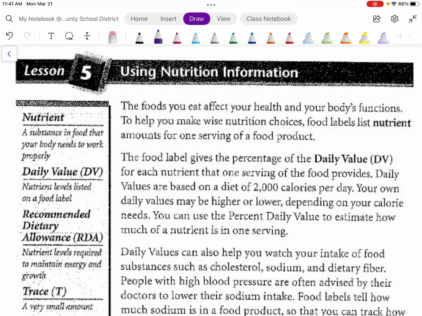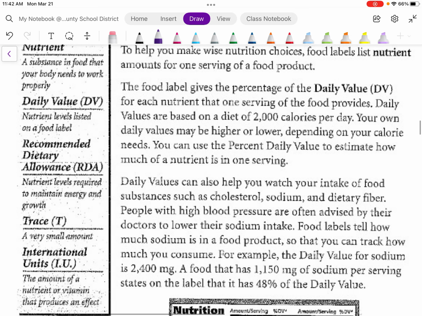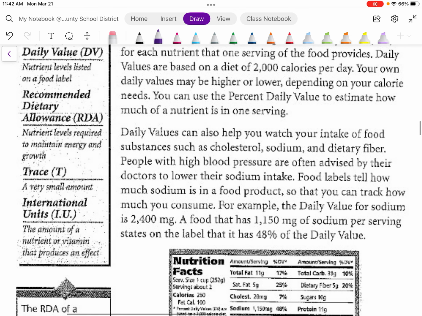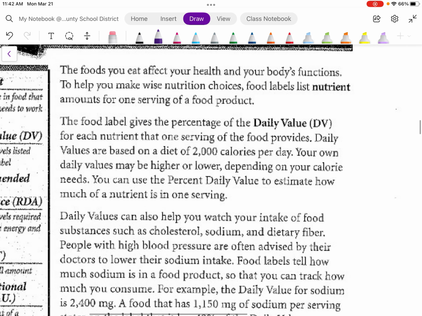First, we have nutrient, which is a substance in food that your body needs to work properly. Daily value is the nutrient levels listed on a food label. The recommended dietary allowance is the nutrient levels required to maintain energy and growth. Trace means it's just a very small amount. And international units, IU, is the amount of nutrient or vitamin that produces an effect.